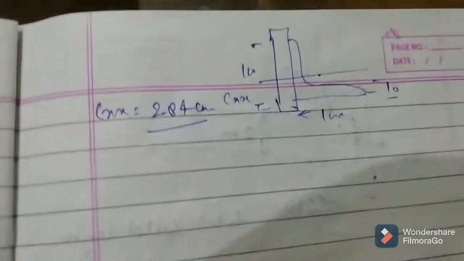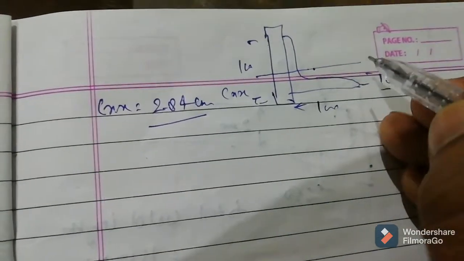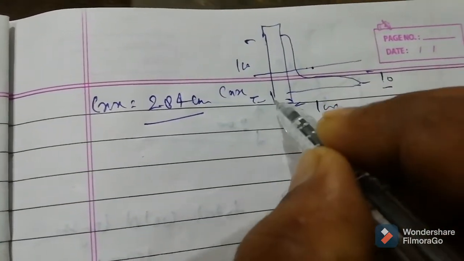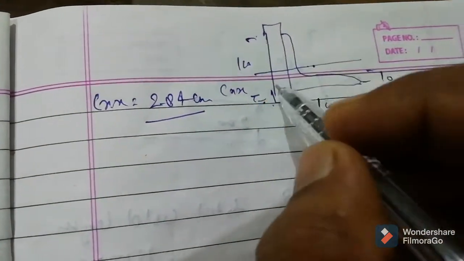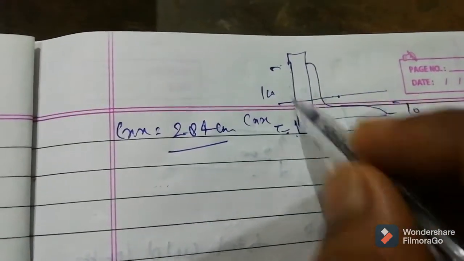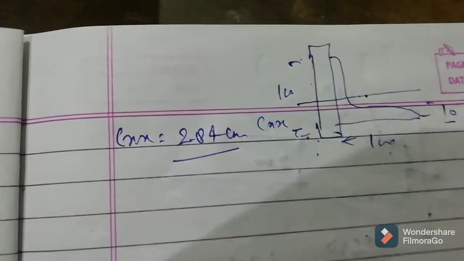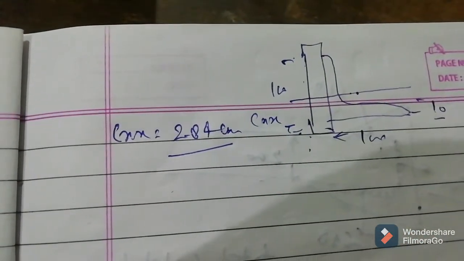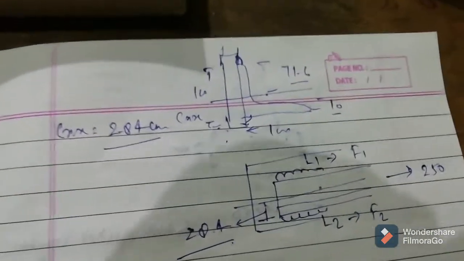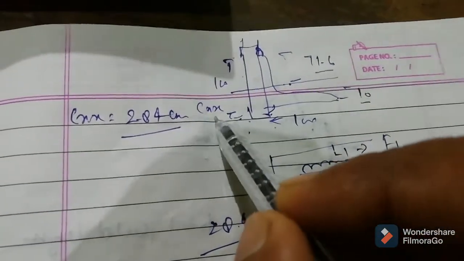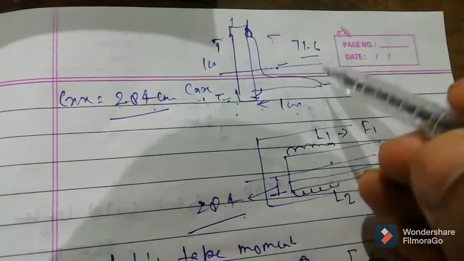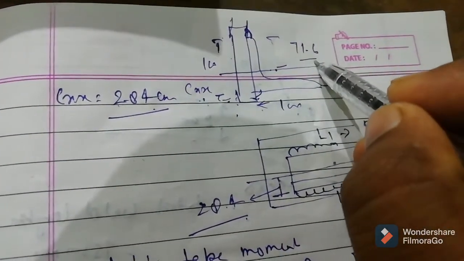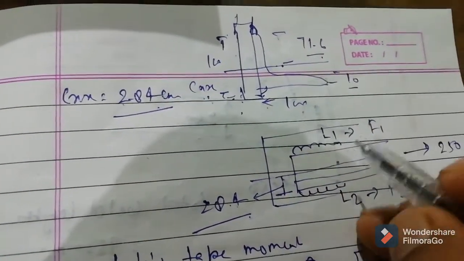As already discussed, the centroid is at 28.4 and the distance is 100 mm. So what is the distance between these two? CXX equal to 2.84 centimeter, so that is 28.4. So 100 minus 28.4 equal to 71.6.